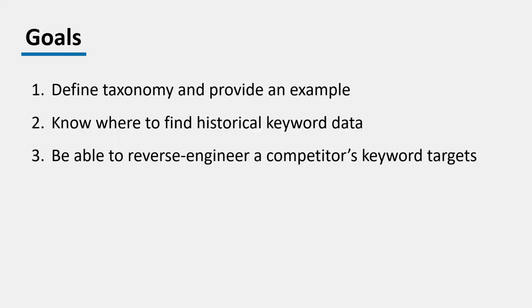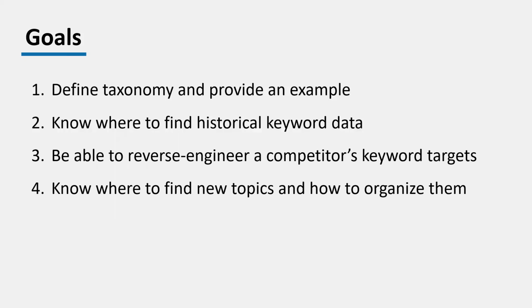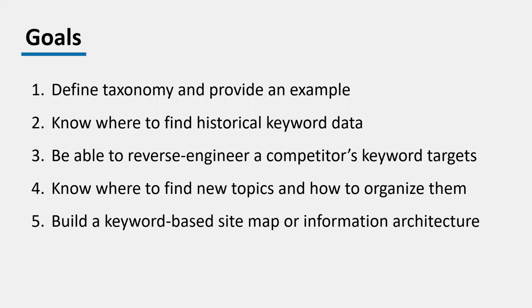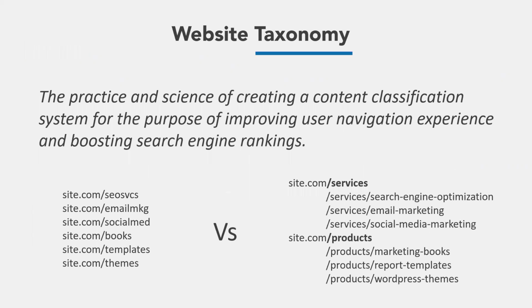We also want to be able to reverse engineer a competitor's keyword targets, which isn't actually difficult at all to do. I think you'll find the process really easy. Where to find new topics and organize them, topics that people are searching for, not just fun ideas. We have some fun ideas as well, but when we think about search, the idea, of course, is to drive as much organic traffic as we can. And then building that IA and coming up with what our sitemap looks like.